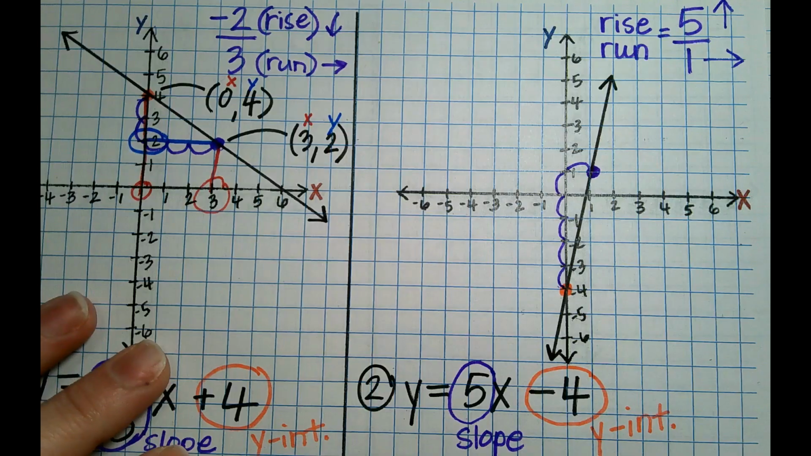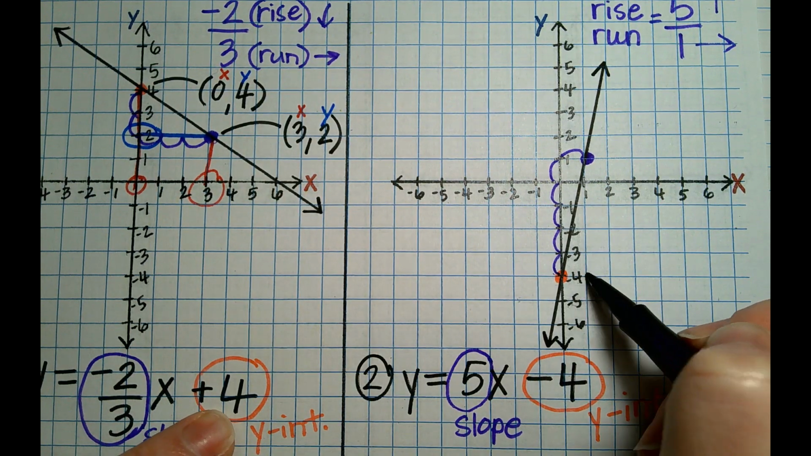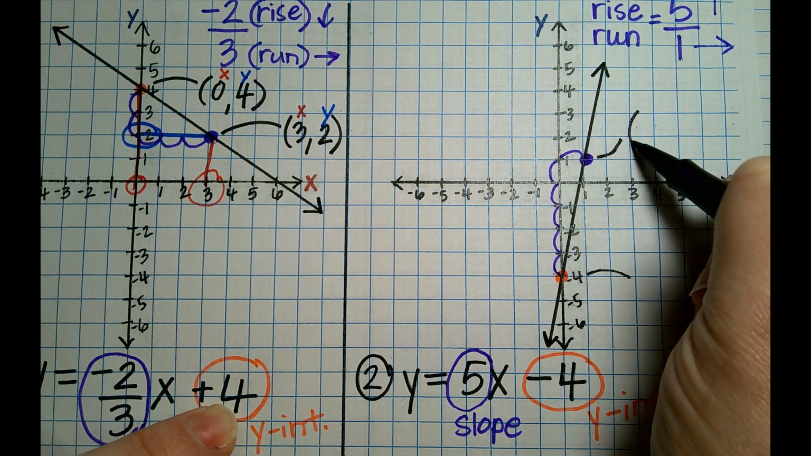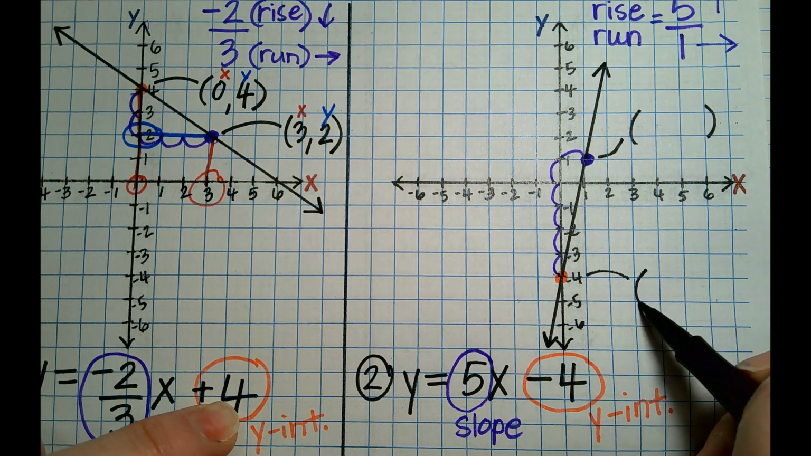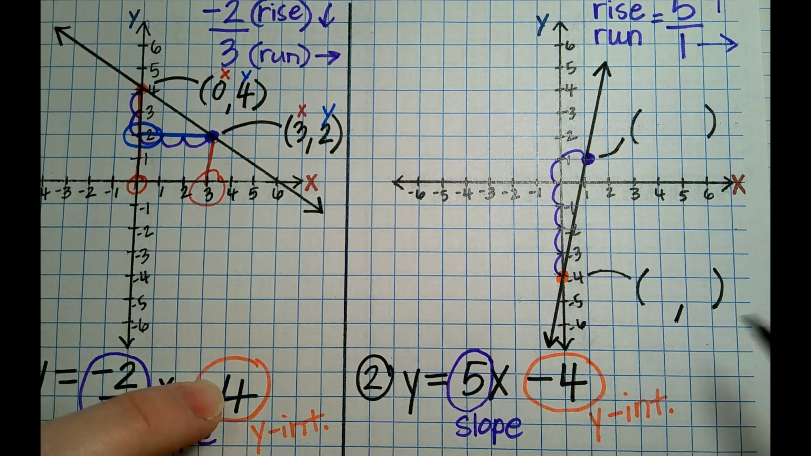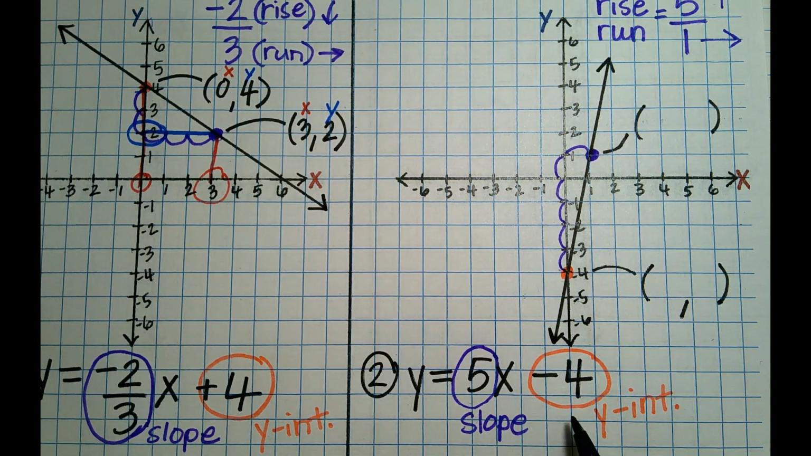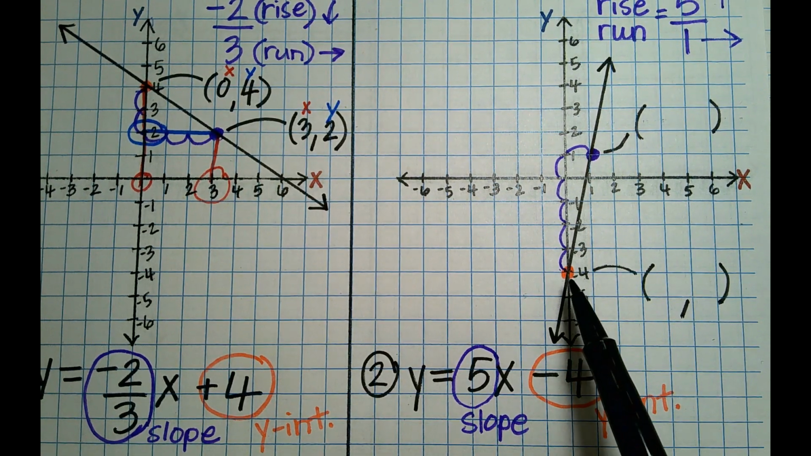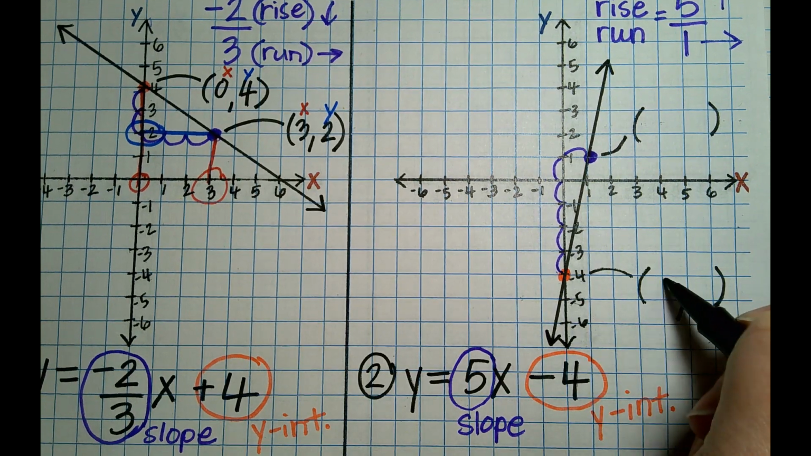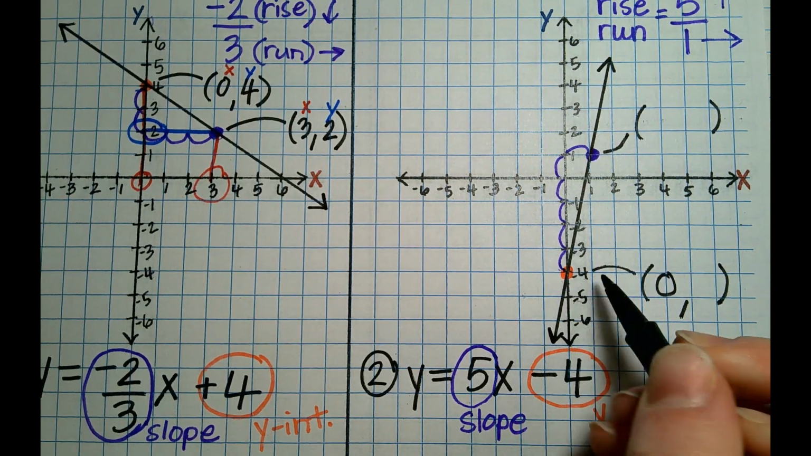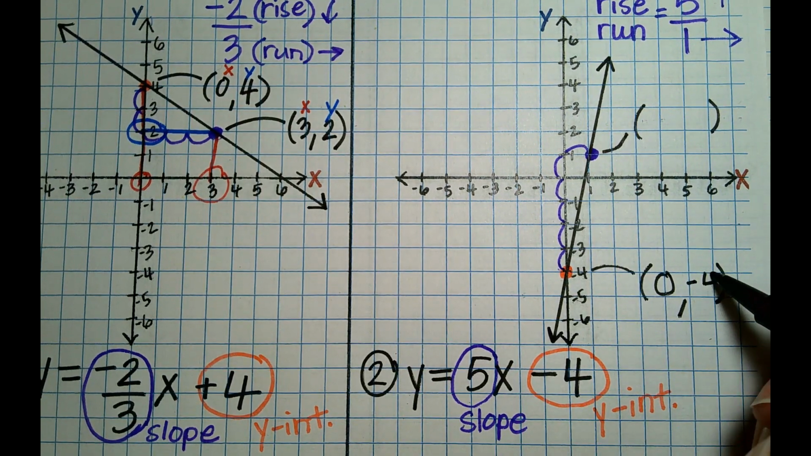There we go. Now we'll name our coordinates. And let's actually start with the y-intercept. What is the coordinate for the y-intercept here? 0 is our x. -4 is our y.